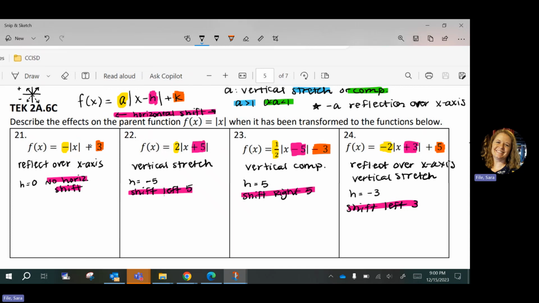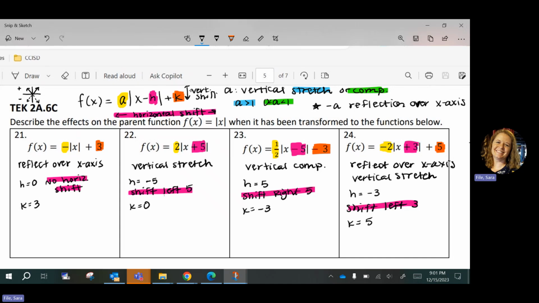Okay, so since this says +3 on the outside, we know K is 3. This has nothing added on the outside, so K is 0. Here has a -3, so K is -3. And here is +5, so K is 5. So K right here is a vertical shift.